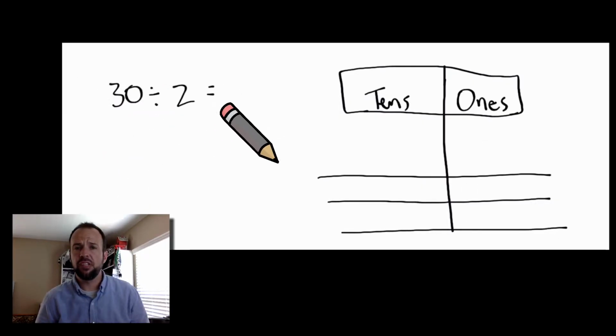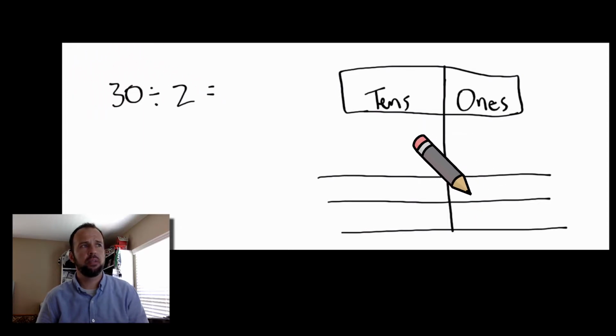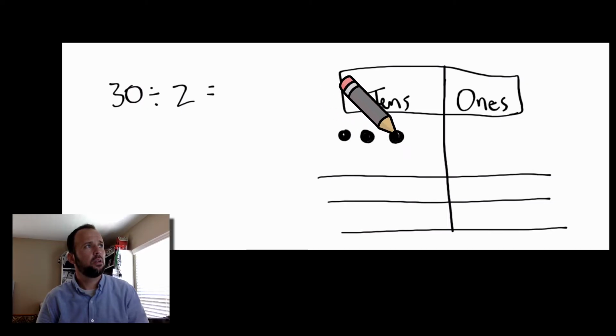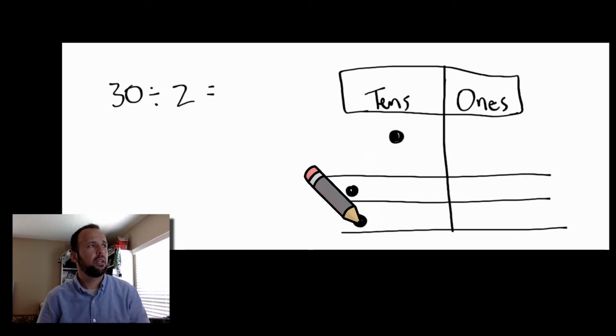Okay, so now I've changed things up a little bit, and instead of 3, now we have 30. 30 divided by 2. So I still have my 2 groups that I'm dividing it into, but now I'm working with the number 30. So I'm going to represent the number 30 here as 3 tens. 1, 2, 3. So there's my 3 tens, and I could start putting these in my 2 groups. I could do 1 here, I could do 1 there, but I'm left with 1 ten.